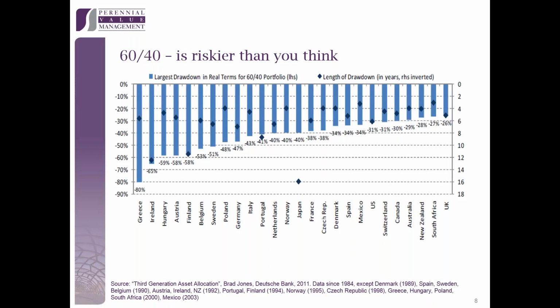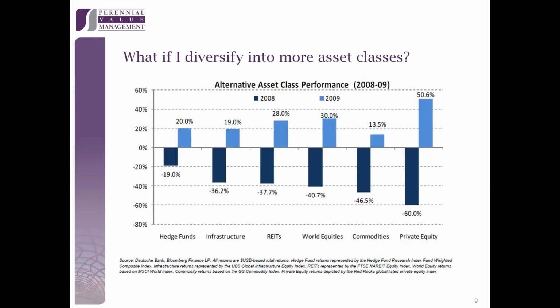What we see is the biggest drawdowns across different countries in 60-40 portfolios over time. And you can see that in Australia, towards the right-hand side, the largest drawdown was 29%. And you can also see that a significant number of years have to pass before portfolios return to their original balance.